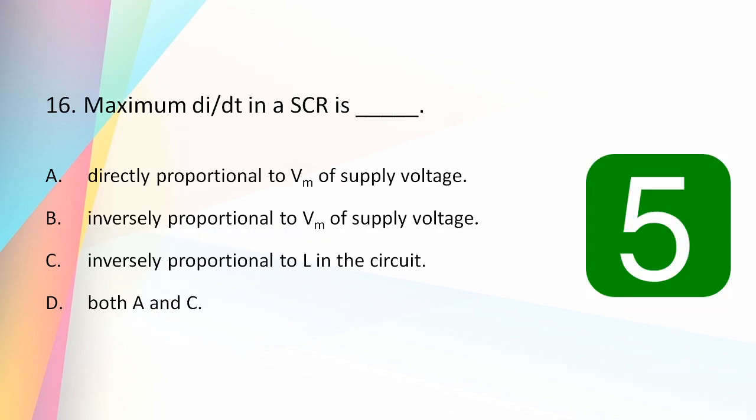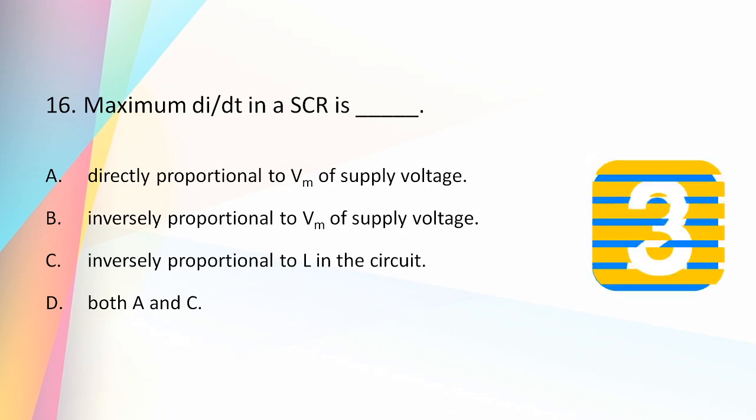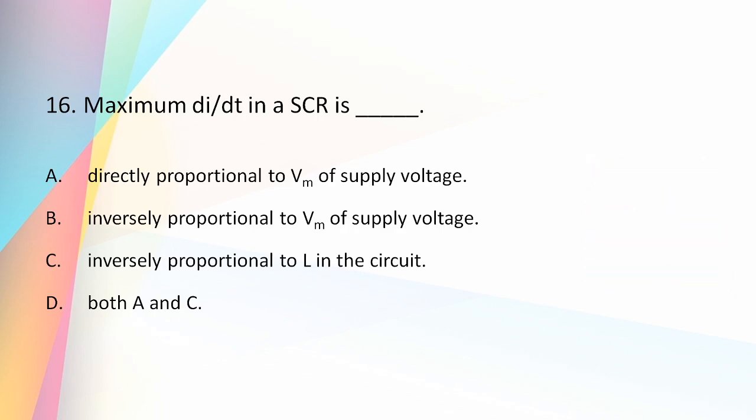Maximum dI by dt in an SCR is directly proportional to Vm of supply voltage, inversely proportional to Vm of supply voltage, inversely proportional to L in the circuit, both A and C, where Vm is the maximum voltage and L is the inductance in the circuit. And the answer is directly proportional to Vm of supply voltage. That is, we know that V is equal to L dI by dt. So it is directly proportional to Vm.